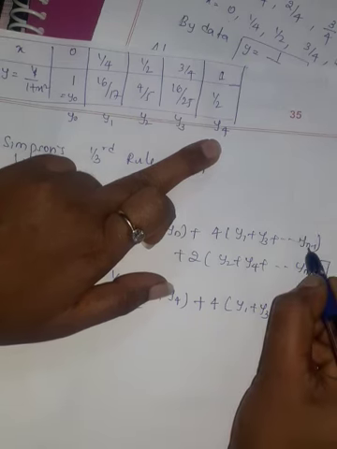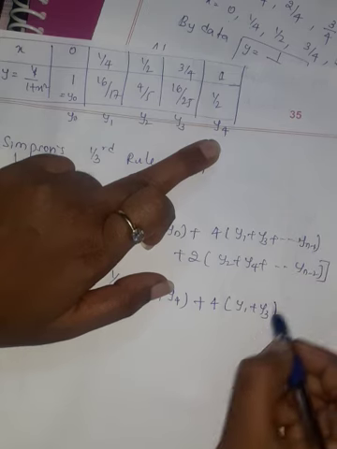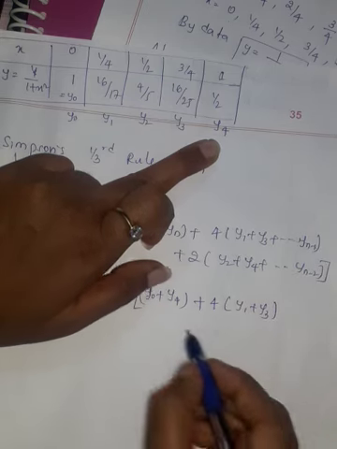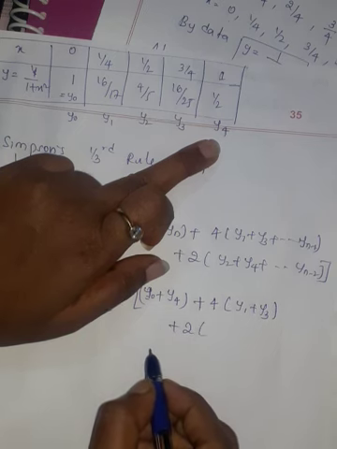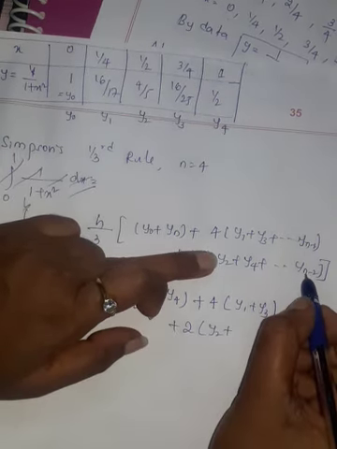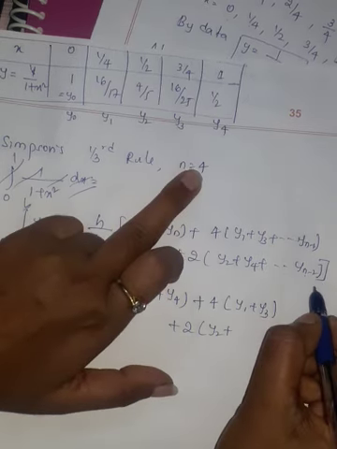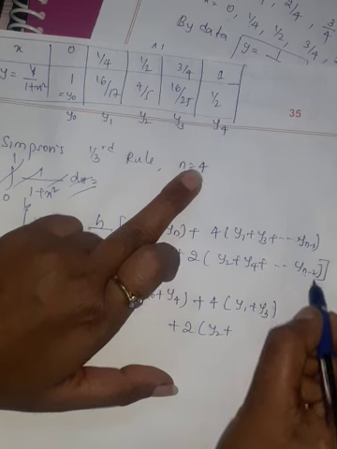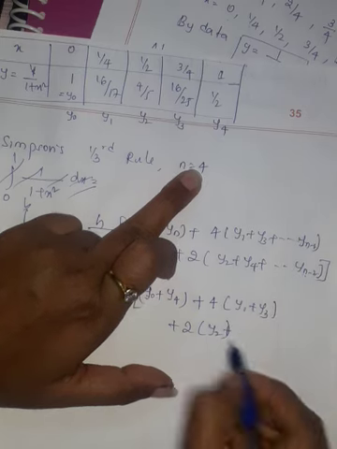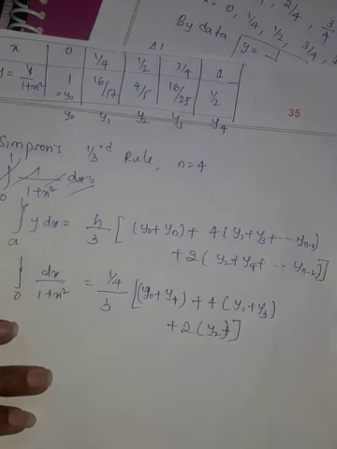Next, up to n minus 1. What is our n here? 4. 4 minus 1 is 3, so up to 3 it is. Next, plus 2 into y2 plus, up to n minus 2. What's our n here? 4. So 4 minus 2 is 2, so up to 2 it is.